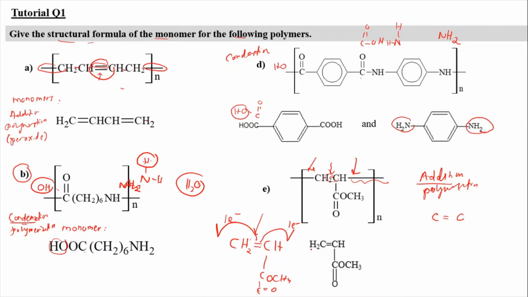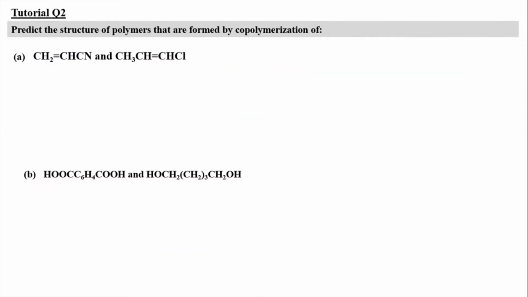So you can draw it nicely as here, which is CH2 double bond CH bonded to COCH3 and double bond here. Okay, so that's for tutorial question number 1. For tutorial question 2, we have to predict the structure of polymers that are formed by the co-polymerization of CH2 double bond CHCN and CH3 CH double bond CHCl. So here contains a double bond and here contains a double bond. So you know that it is an addition polymerization.